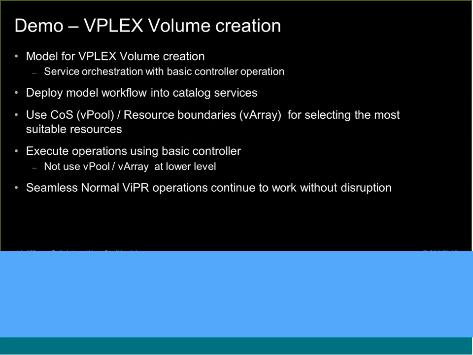For selecting the most suitable resources, execute the operation using the basic controller, and we make sure that we don't use vpool and VRA at the lower level. And when we do all of it, we should make sure that normal Viper operation should continue. So we should be able to do everything the way we do it today, and it should not be impacted because we have changed something in the background. So everything happens in the background. I'll take 4 more slides and then I'll jump to the demo.